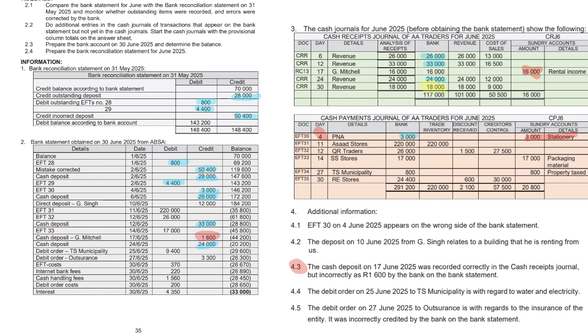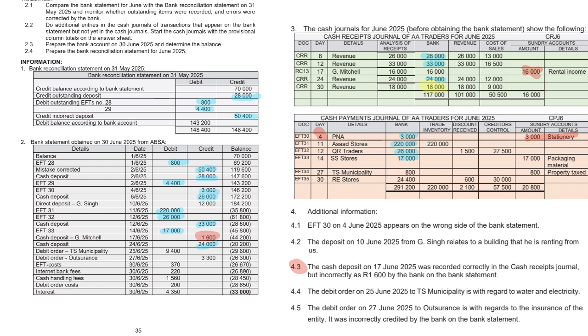Then the next one was a purchase on the 11th for 220,000. It's EFT 31. I see that that is on my bank statement, so I can tick that off, and it is on the debit side, so that was correct. Then the next transaction is EFT 132 for 26,000. Yes, I do see EFT 132 for 26,000, so you can tick that off. Then the next entry is an entry on the 14th. It's EFT 33 for 17,000. Is that on my bank statement? Yes, it is. And it is on the debit side, so no error took place, so that's good.